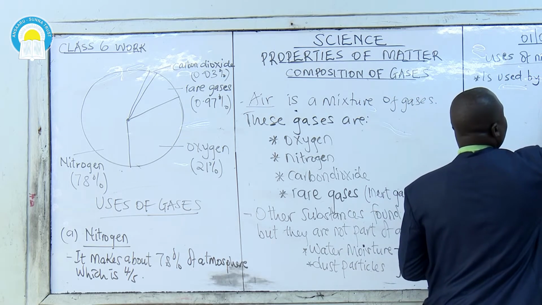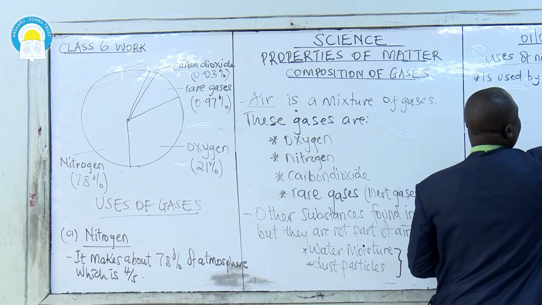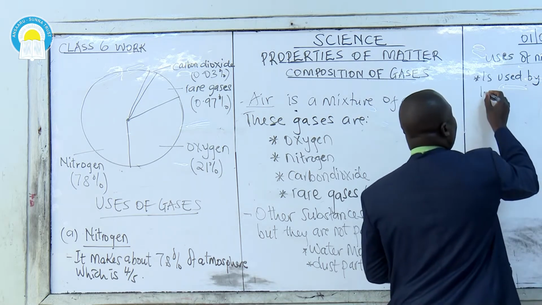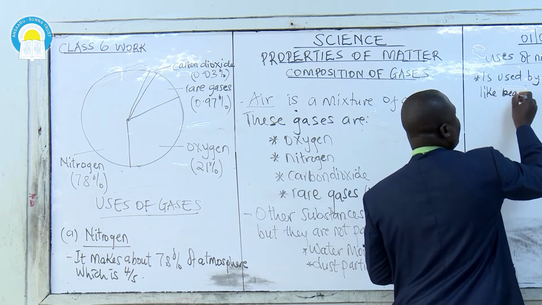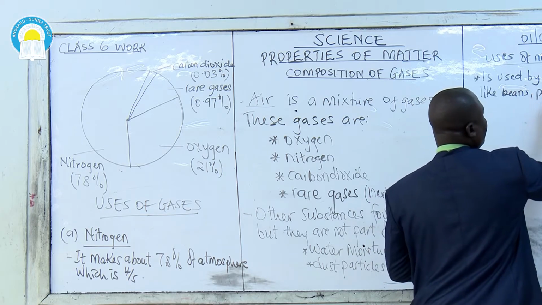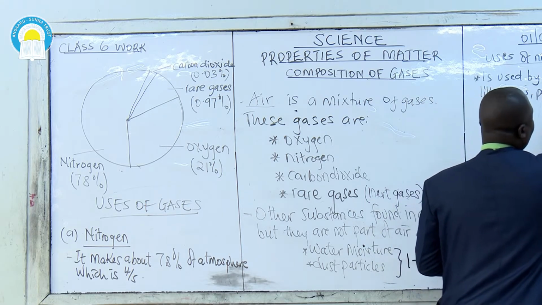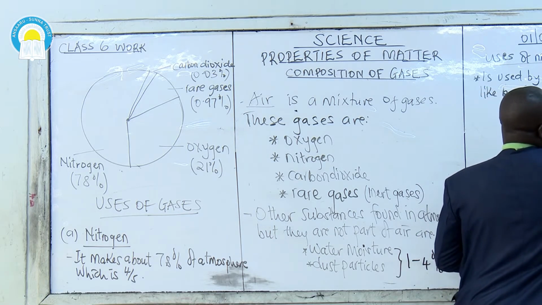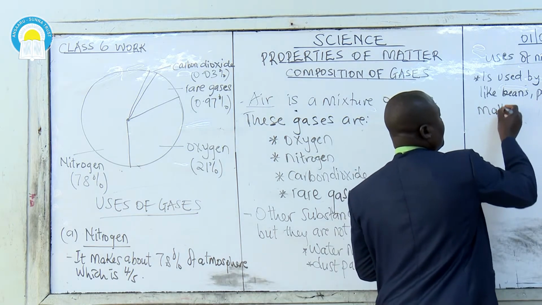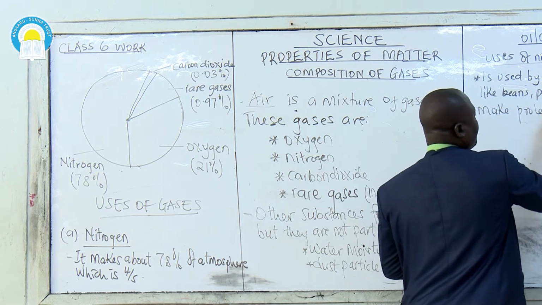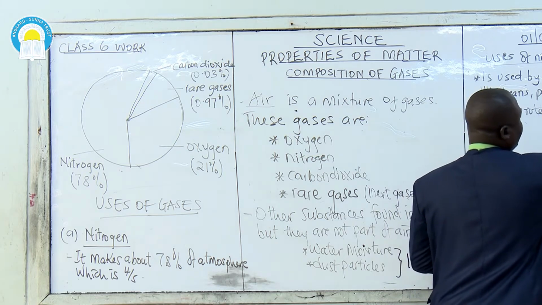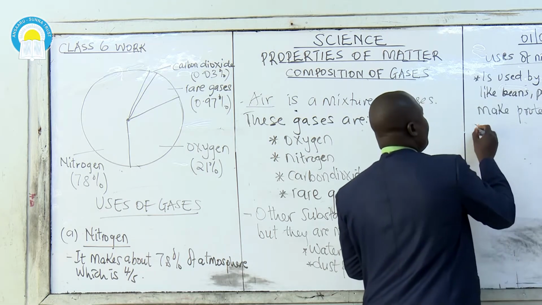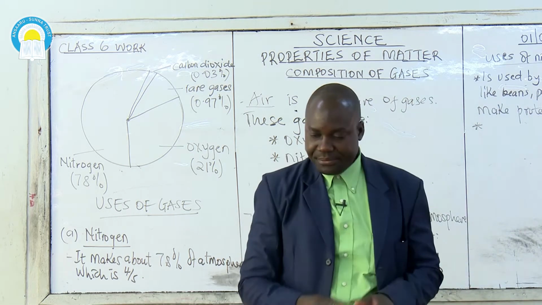Therefore, you can say it is used by leguminous plants like beans, peas and groundnuts to make proteins in their seeds. So that's a very important use of nitrogen.